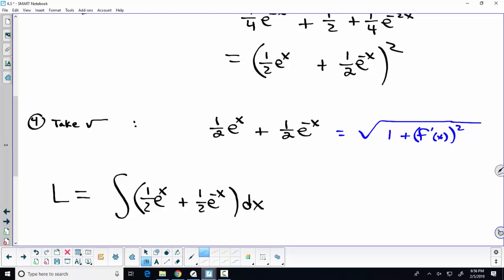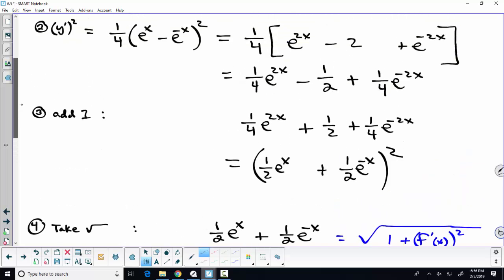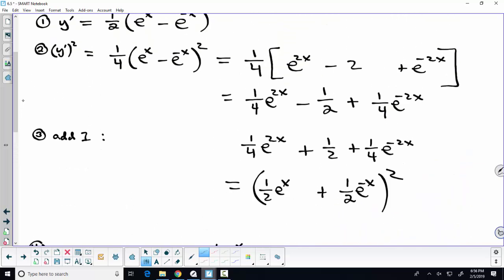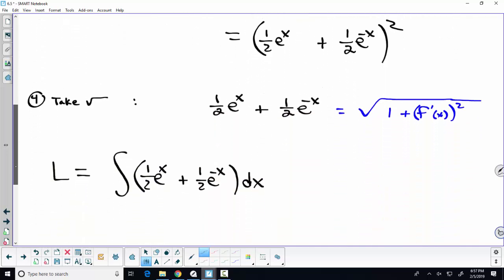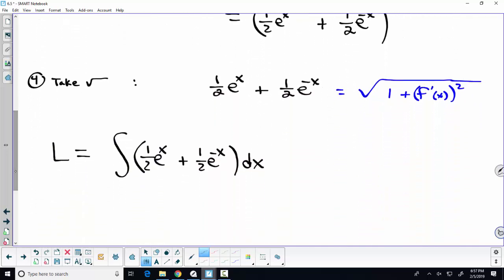Which one? Yeah, so the 1 got absorbed here. When we squared it, we added 1 to that negative 1/2. So that's where the plus 1 is hiding right there. Our bounds are given to us initially in the problem, from negative ln2 to ln2.